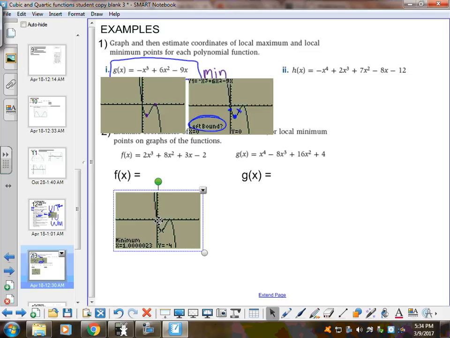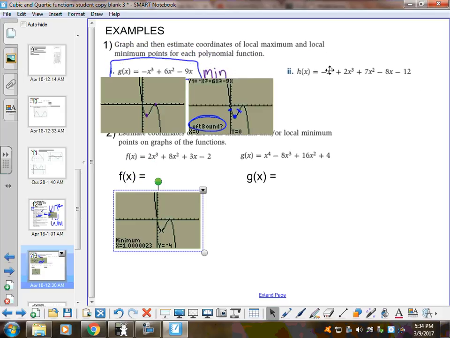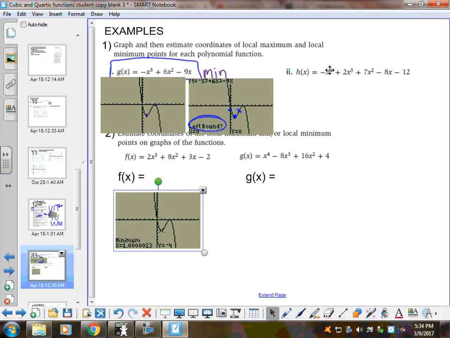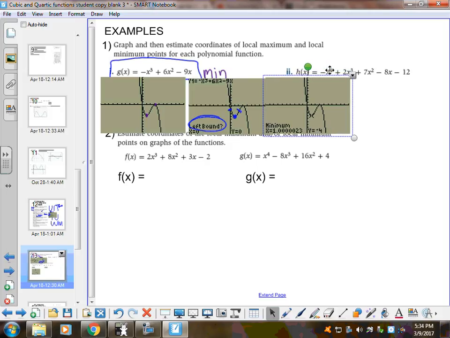Okay, so let's see, can I move? No. All right. So these are in the way here. I'll just do another segment here. All right, so I'm going to move that one right here. So my answer for my minimum is 1, -4. And it is a point, so I want it 1, -4.